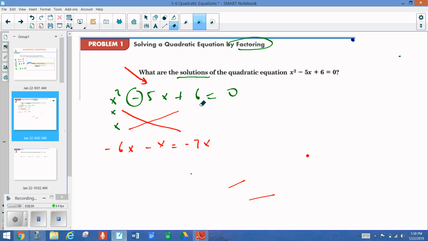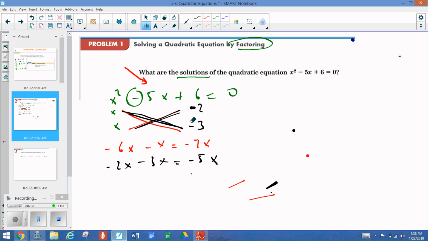Try the alternative factors of 6. Negative 2 times negative 3 equals 6. We're good. And when we multiply across, negative 2x plus negative 3x equals negative 5x. There you go, we got the number in the middle. So that is right. What was the next step?